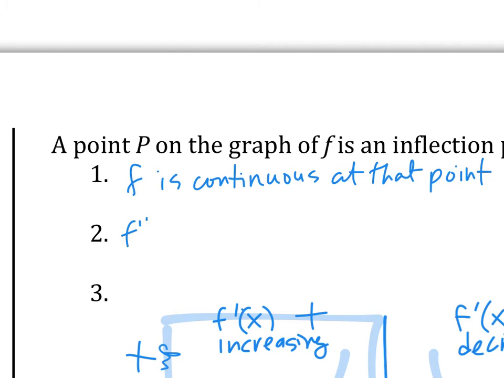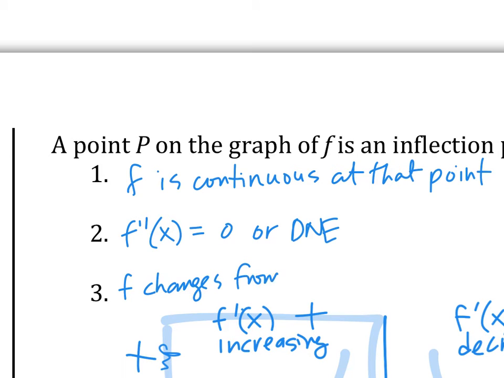Second, the second derivative has to be 0 or does not exist. The third thing, and kind of the most important thing, is that it has to change concavity. So F changes from concave up to down, or concave down to up. So the original graph changes from up to down or down to up. There's a very distinct concavity change.